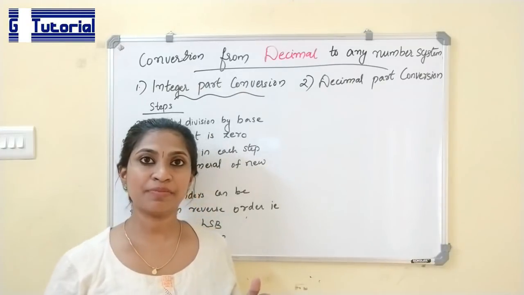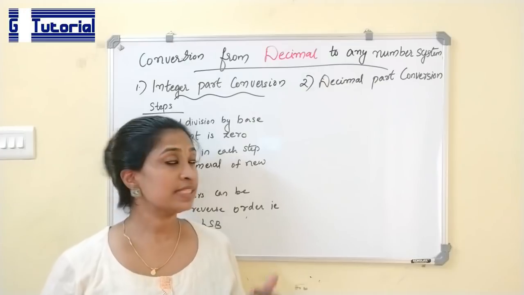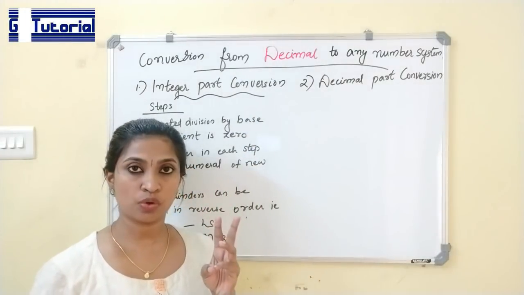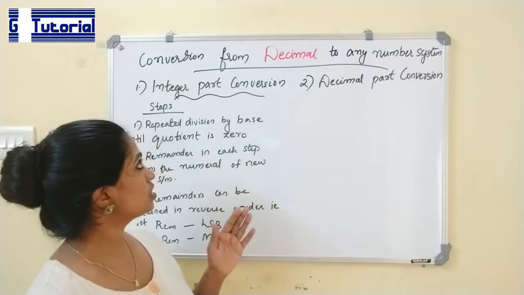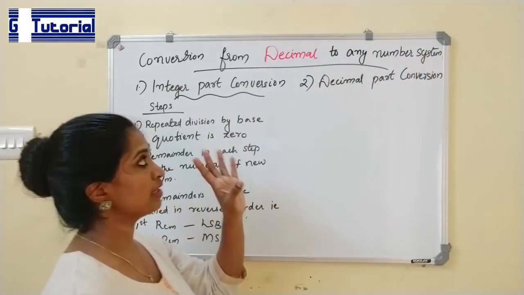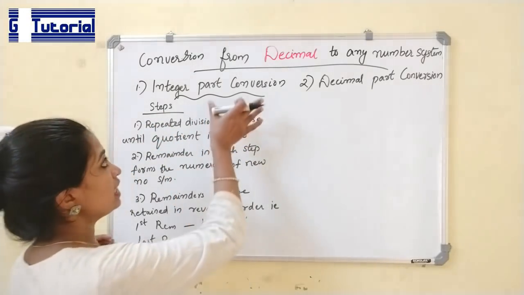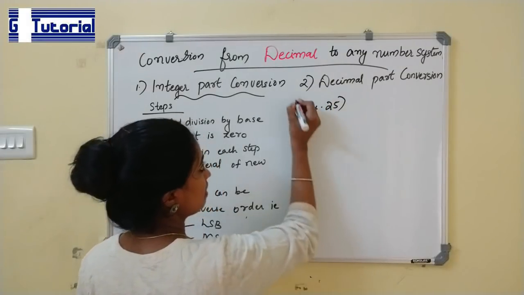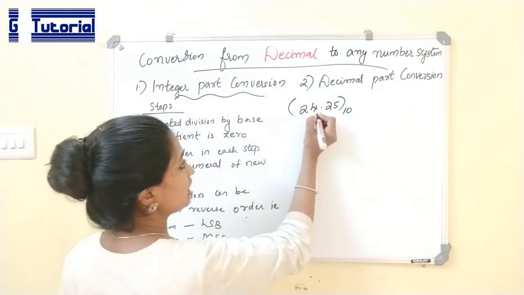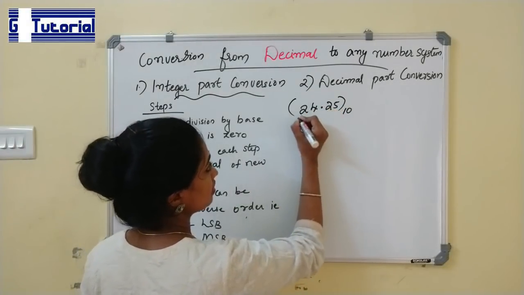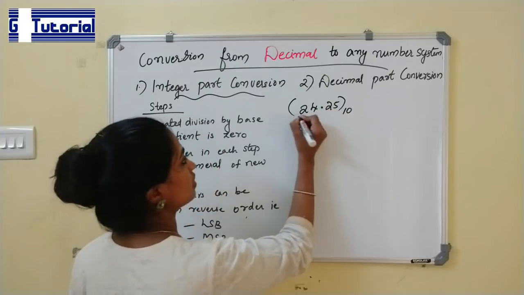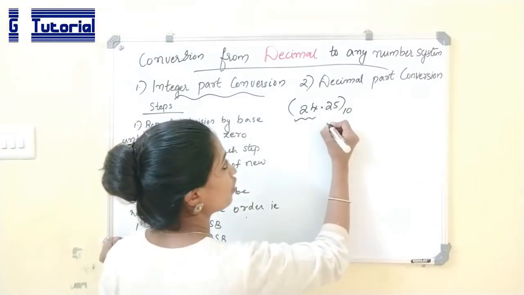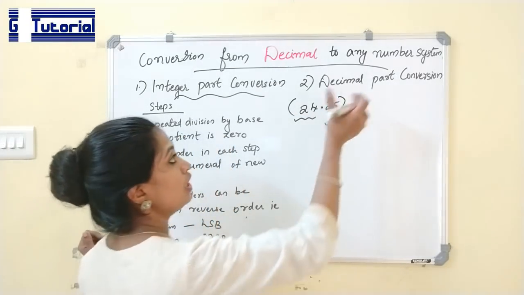The numbers from any system can be converted to any other system. First conversion is conversion from decimal number system to other number systems, that is decimal to octal, binary and hexadecimal. So the conversion from decimal to any other number system occurs in two steps: integer part conversion and decimal part conversion. If you are given a number 24.25, it's a decimal number, so its base is 10. Integer part conversion is conversion of the number before the decimal point, that is 24, to other number system. This is called integer part conversion. And the conversion of 25 to other number system is called decimal part conversion.